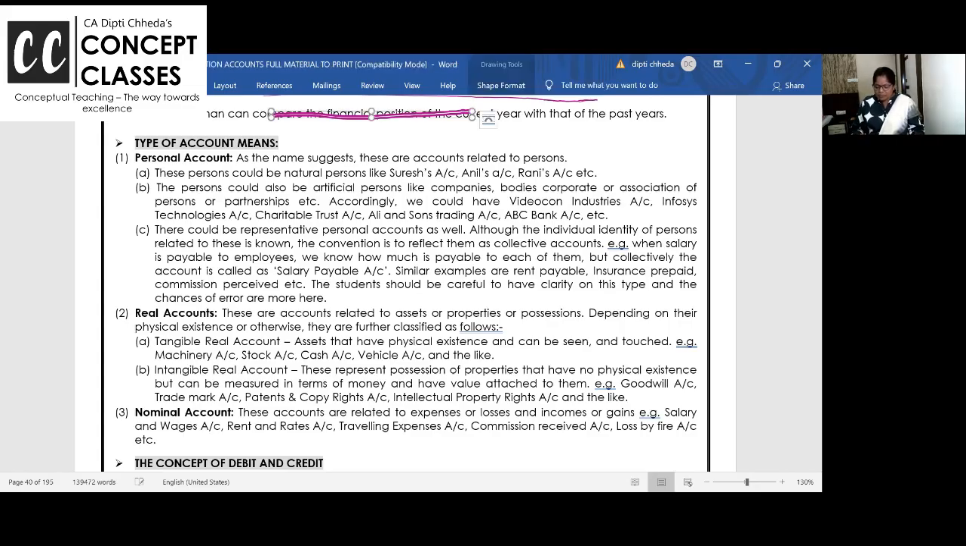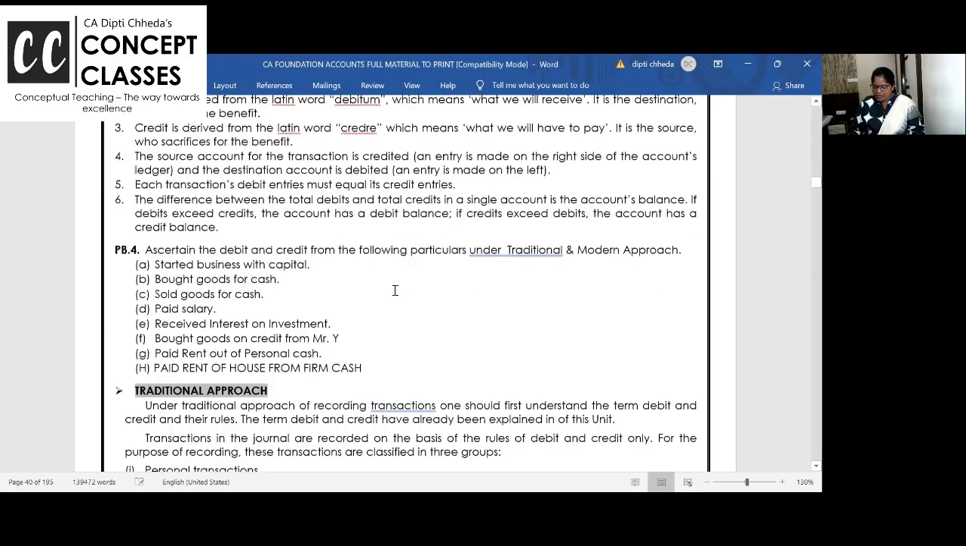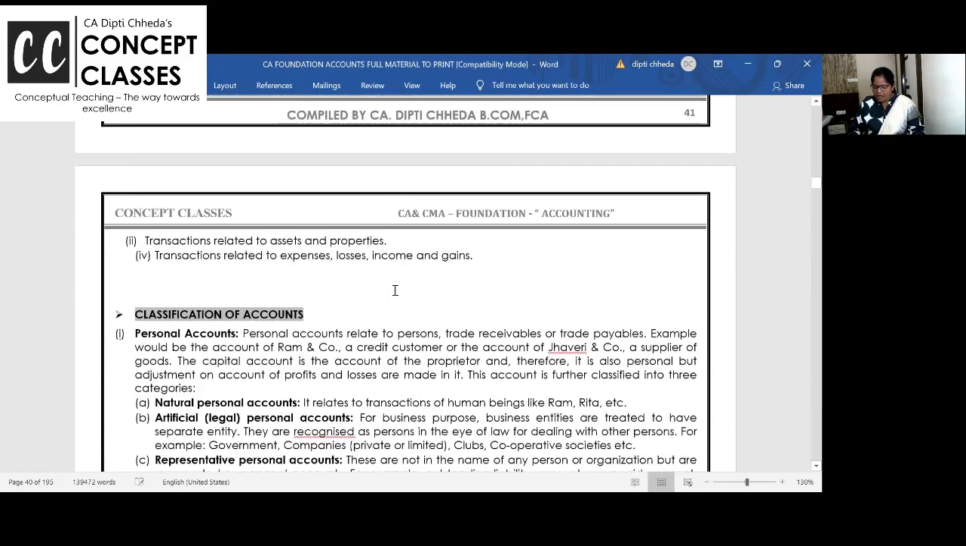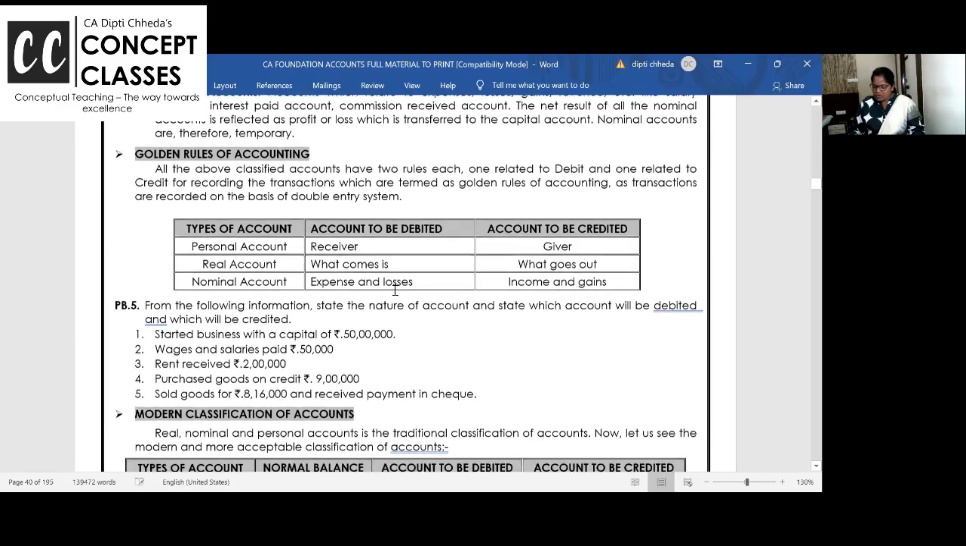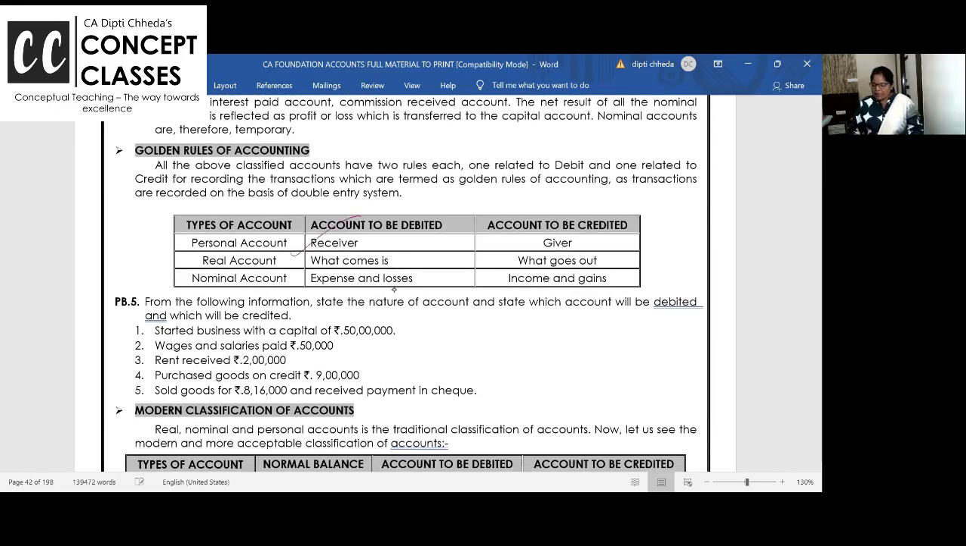I hope these types of personal accounts and all are clear to all of you. The concept of debit and credit. What is the traditional approach? For a personal account, debit the receiver, credit the giver. For a real account, debit what comes in, credit what goes out. For a nominal account, debit all expenses and losses and credit all incomes and gains. So this is all about the traditional approach.